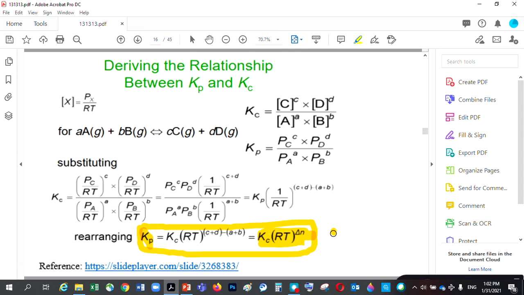So this is very important to memorize, but you don't have to worry about this. This is just to show you how to do it. What's the relationship between them? So Kp is Kc multiplied by (RT) to the power delta n. Delta n, that's the number of moles, the difference between products and reactants.